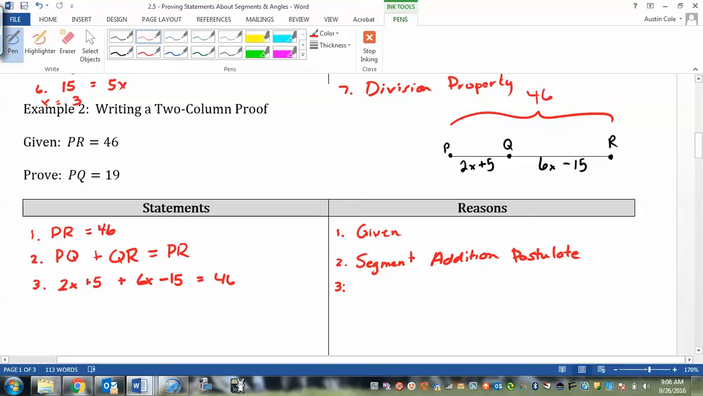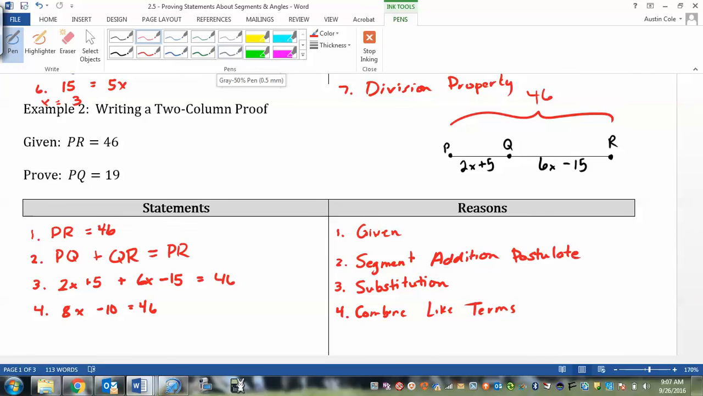What's our reasoning there? Joey? Substitution, you bet. Casey, how am I going to solve this? Combine like terms. I'm going to get 8x minus 10 equals 46. Our reasoning there? Combine like terms.